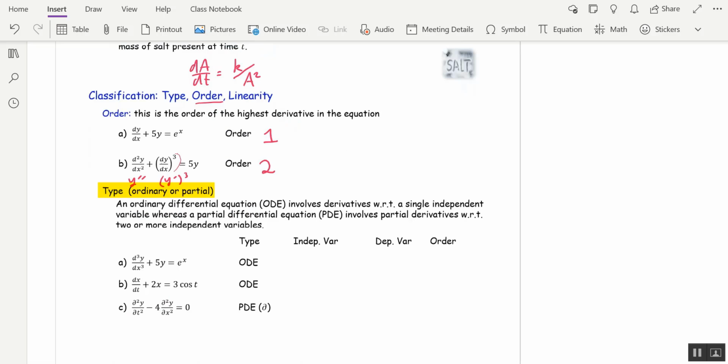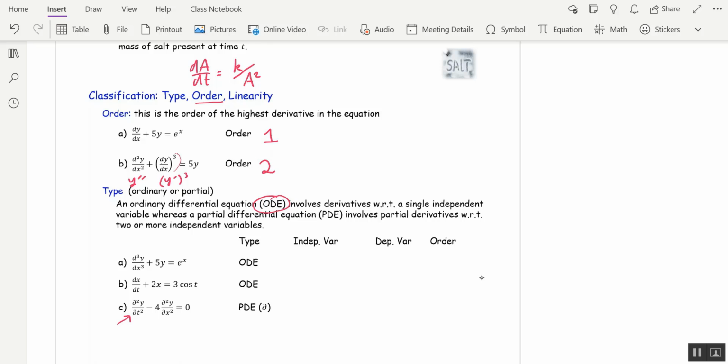Type: there are ODEs and PDEs. This is a class in ODEs, so we will not see any PDEs in this class. PDEs are a dead giveaway because when you see a partial differential equation, you see that del sign. We all took math 2A, third semester calculus, so we know how to take partial derivatives. If you see a partial derivative sign, you have a partial differential equation. So we'll only see normal derivatives in this class, but let's just go through and determine the independent variables, the dependent variables, and the order. So I've got 2 ODEs and 1 PDE in my examples.